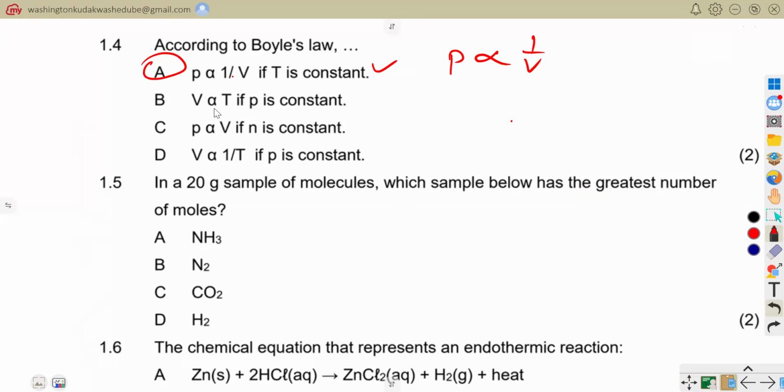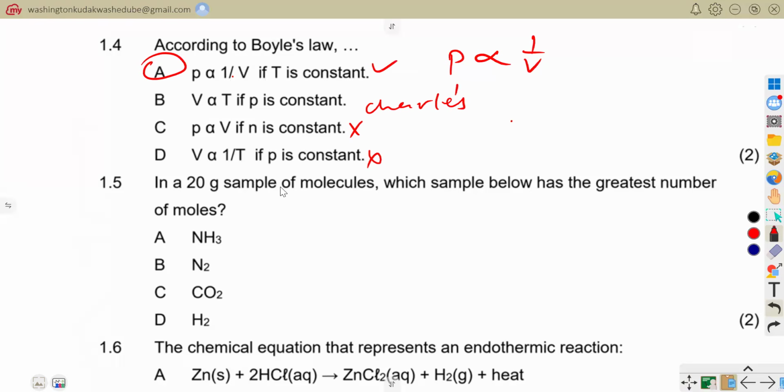What about B? Volume is directly proportional to temperature. This is Charles's law. And then pressure is directly proportional to volume. This is incorrect. And then volume is directly proportional to 1 over T. This is incorrect. So our answer was going to be A for Boyle's law.